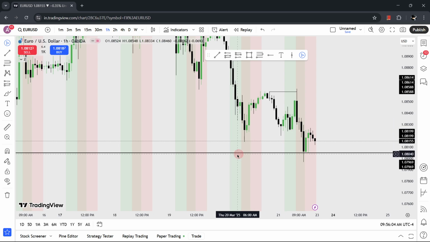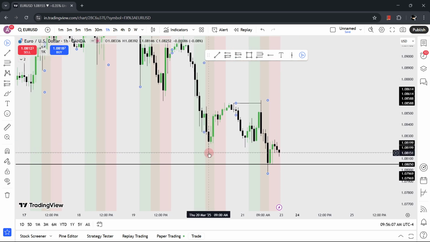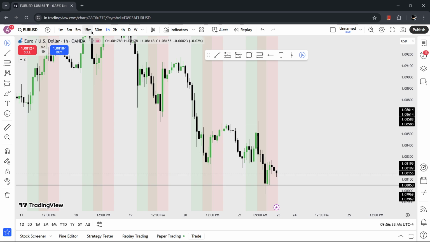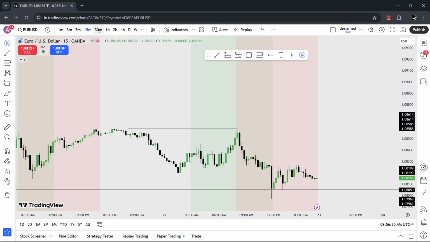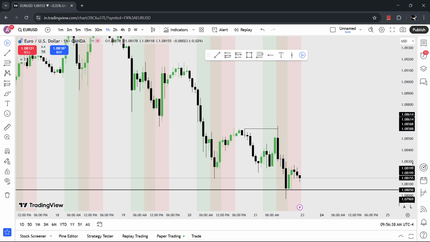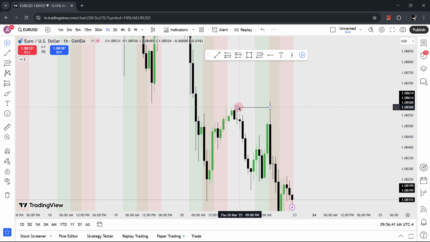And we have that 4-hour low right here, and this 20th March 2025 low here. So what we have is two liquidities resting after the 8:30 open. Before going to that, let's mark it out. I want you to focus on here.